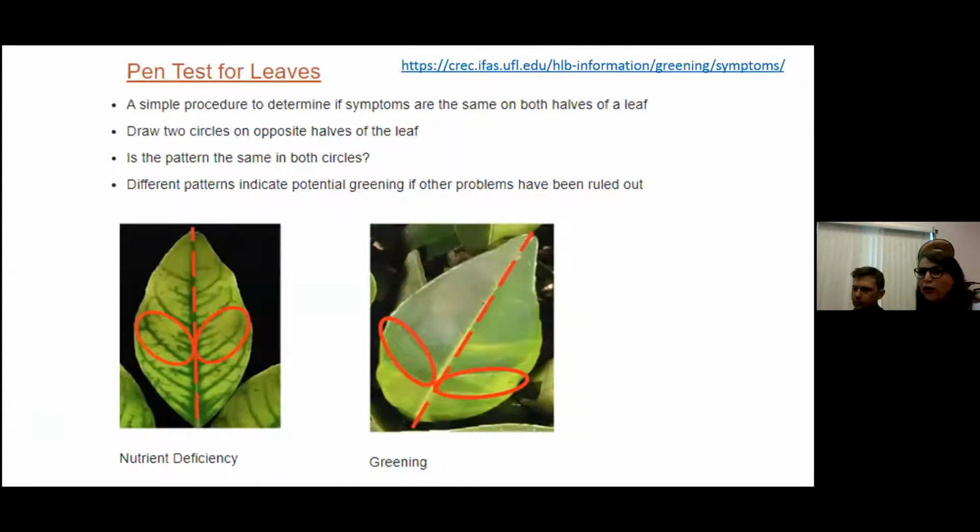So before we jump to the second part, this was just an interesting material from IFAS's blog, from the Citrus Research Center, where they compare deficiency and greening. So they divide the leaf in the middle and they see if the symptoms are symmetric or not, as I mentioned. And then in greening, as you can see, you have the yellowing of the leaves on one side, but not on the other. Whereas for nutrient deficiency, you have it on both sides. So this is, again, a good indication. And the same would be for the grape leaf symptoms as well.